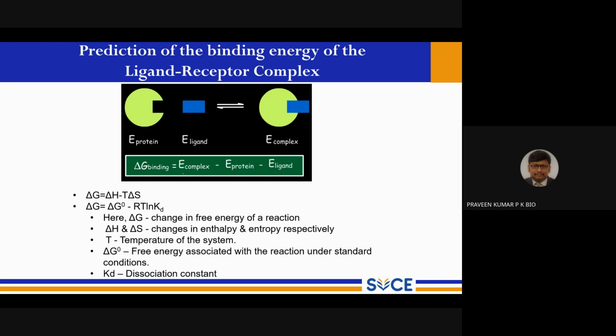So how is this calculated? The energy of the complex, whatever you formed here, minus E protein minus E ligand. This is the formula for Gibbs binding energy. You already know from thermodynamics that the change in Gibbs energy is the difference of change in enthalpy and the product of temperature and change in entropy: delta G equals delta H minus T delta S. So this is the formula. The delta G binding, which we ultimately find from the docking software, is calculated like this: complex, that is the product, minus the energy of the reactants.